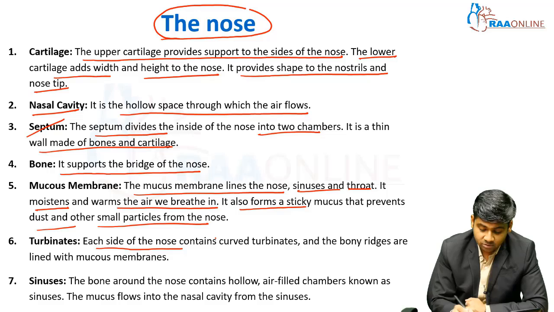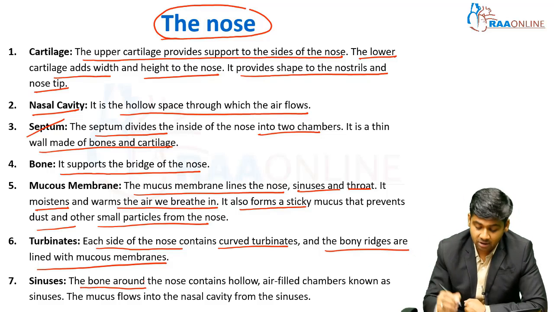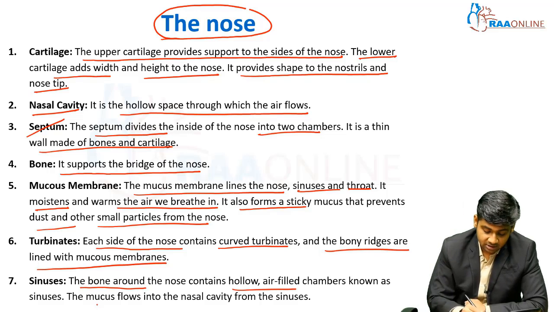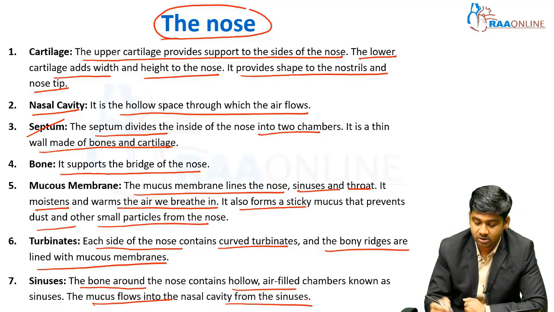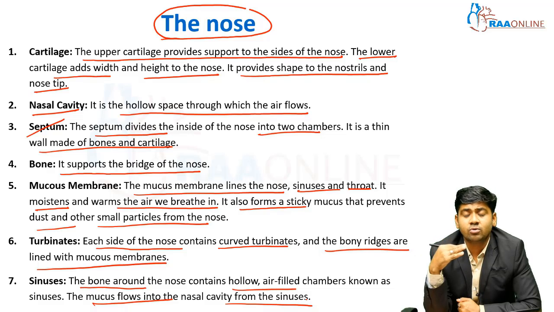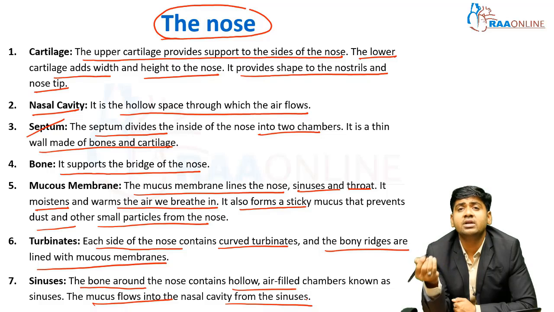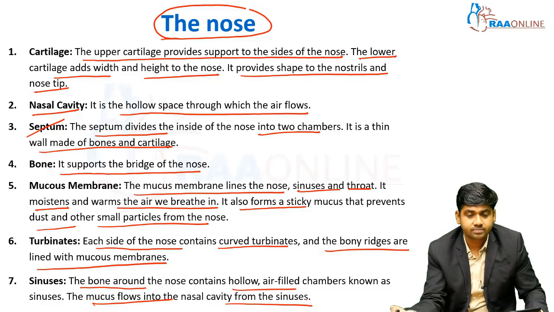Turbinates. Each side of the nose contains curved turbinates, and the bony ridges are lined with mucous membrane. Sinus. The bone around the nose contains hollow air-filled chambers known as sinuses. The mucus flows into the nasal cavity through the sinus only. So turbinates and sinuses are also there. Along with that, the most important structure in the nose is the mucous membrane. The mucous membrane lying in the nose and nasal cavity helps in the humidification of the nose and also provides humidification of the air we are taking in. Second, it also helps in the removal of different dust particles and prevents the dust particles from entering from the nose into the lower respiratory tract.